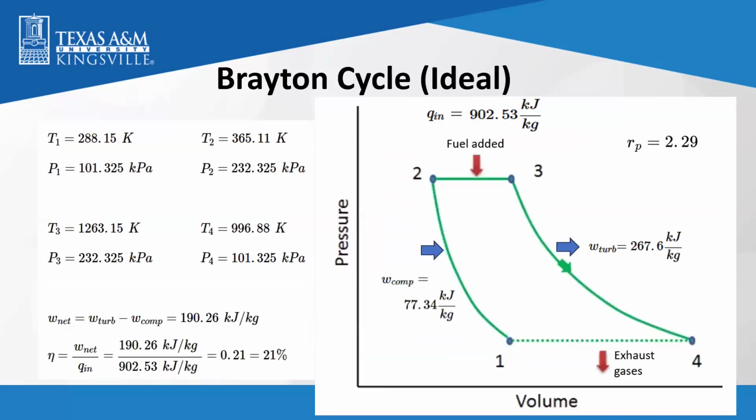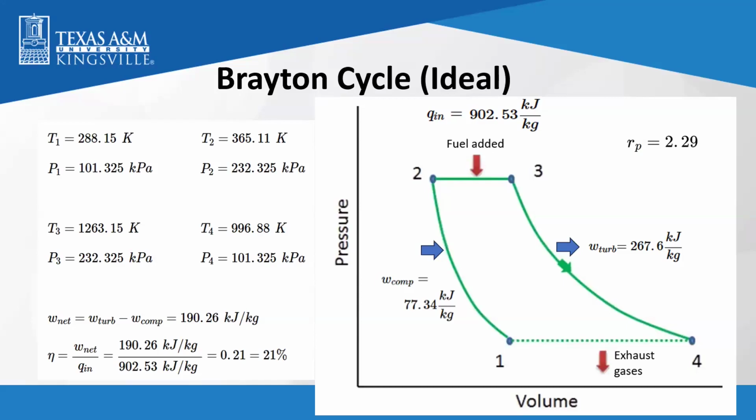This is the ideal breathing cycle calculation. We calculate the temperature and pressure for each state. From 1 to 2, the volume decreases due to the compression and the fuel added, and it expands through the turbine and produces thrust. We also calculate the work done by the cycle, which is 190 kilojoules per kilogram, and also the efficiency, 21%.